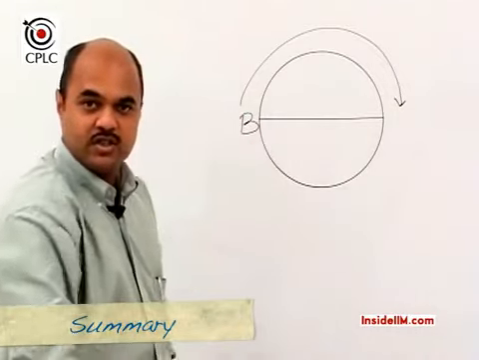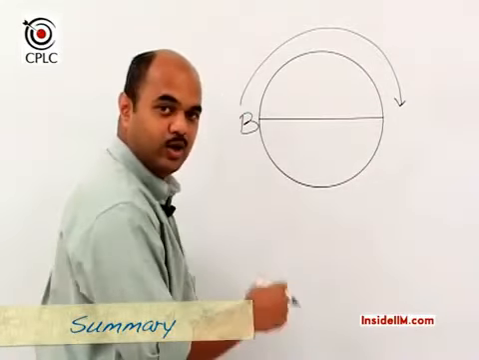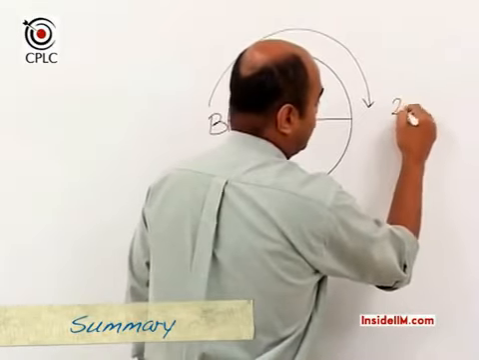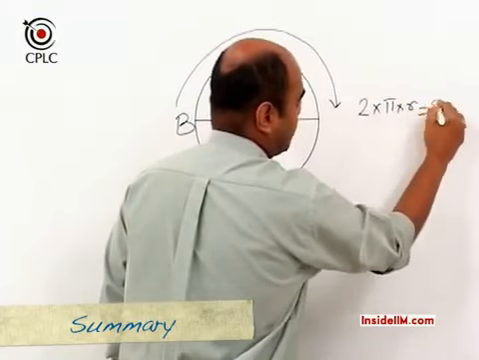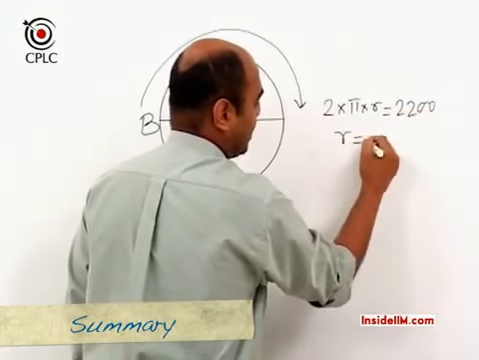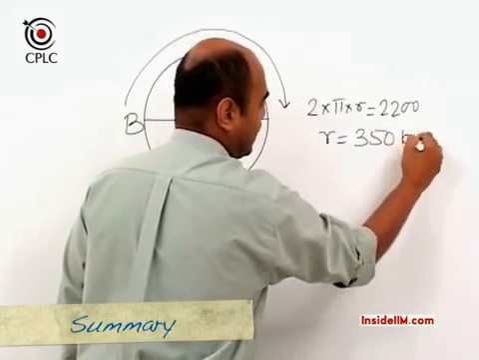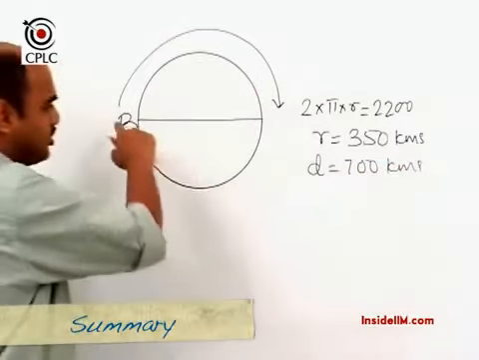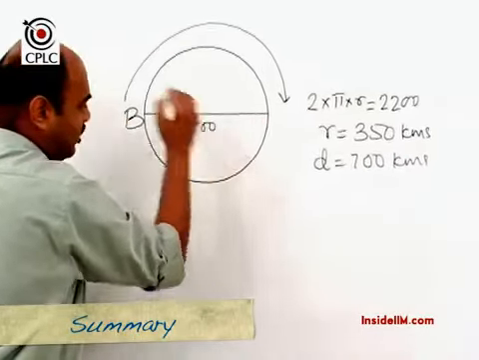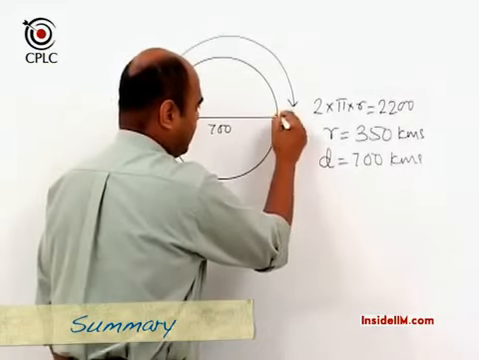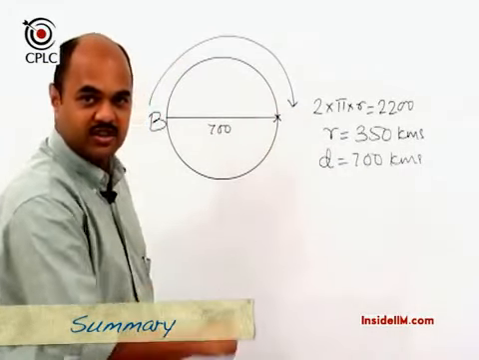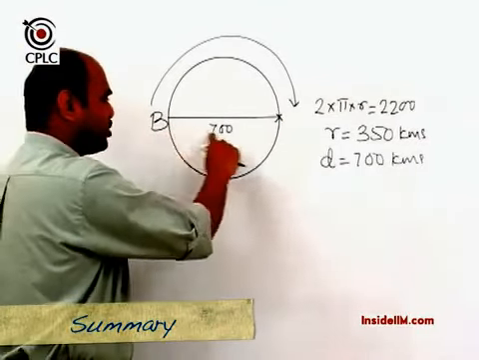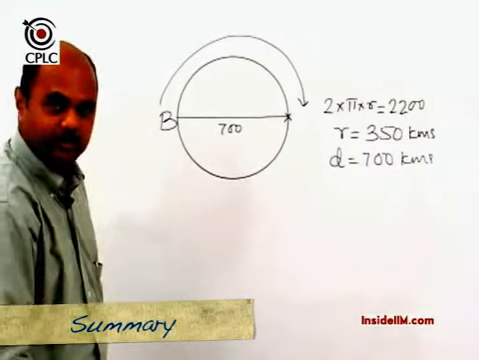The circumference of this circular road is 2200 kilometers, and if we use our concepts of geometry and say 2 into pi into r is equal to 2200, then we would get r is 350 kilometers, which means the diameter is 700 kilometers. So this length is 700 kilometers. This is the point that the police want to intercept the thieves at, which is diametrically opposite the bank, which tells us that the police will have to cover a distance of 700 kilometers.